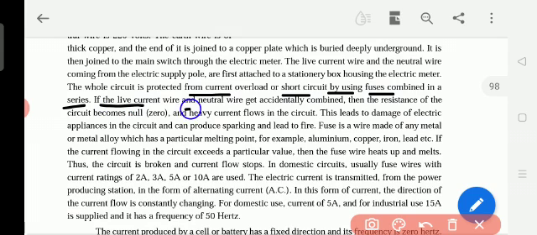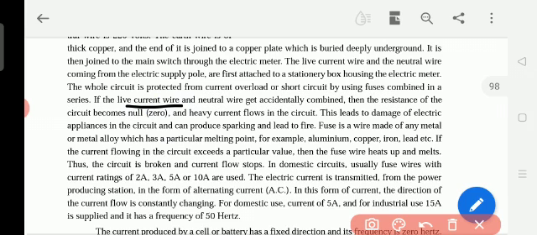If the live current wire and neutral wire get accidentally combined, then the resistance of the circuit becomes null. Null means 0. So when the live red wire is connected to the neutral black wire, the red wire has the higher potential and the black wire has a lower potential. When both are accidentally, that means unknowingly, connected, when there is heavy wind and the electric poles are broken and the wires are shaking, when the red wire and the black wire come in contact with each other, immediately fires and big flames will come. It will be destroying because of the higher potential, higher voltage.